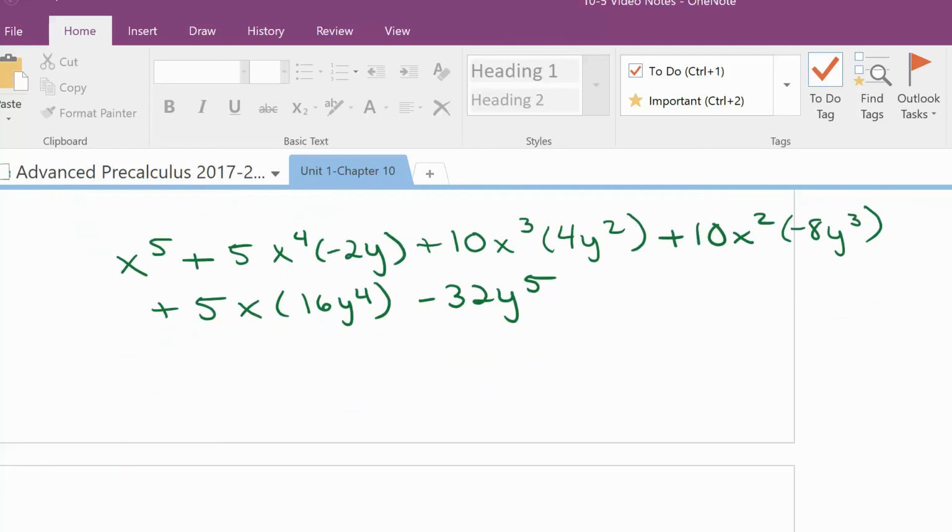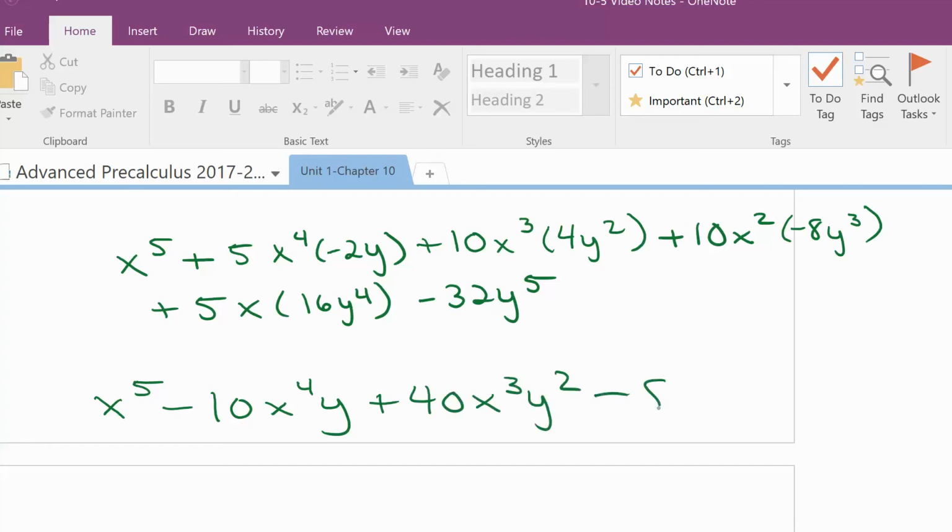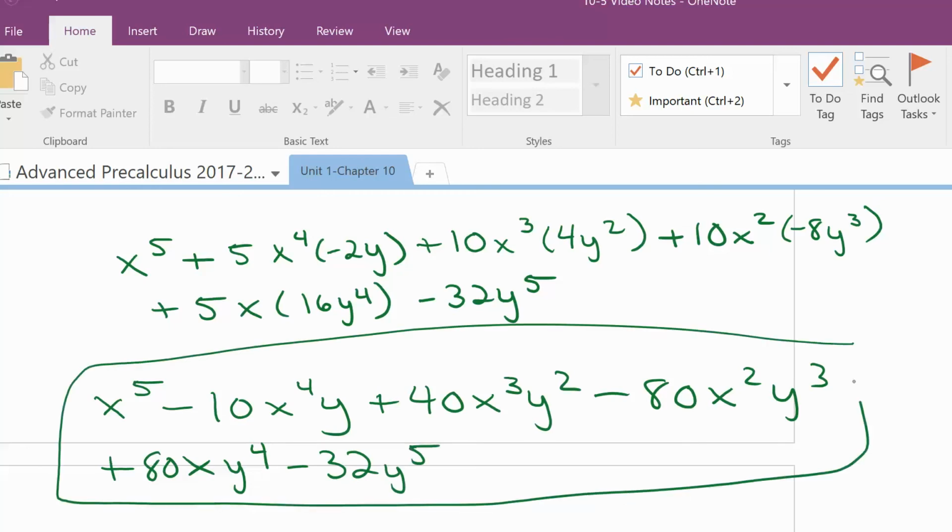So when we simplify here, we're going to get x to the fifth minus 10x to the fourth y plus 40x to the third y squared minus 80x squared y to the third plus 5x, or sorry, plus 80x, because 5 times 16 is 80, plus 80x y to the fourth minus 32y to the fifth. And that is your expansion.